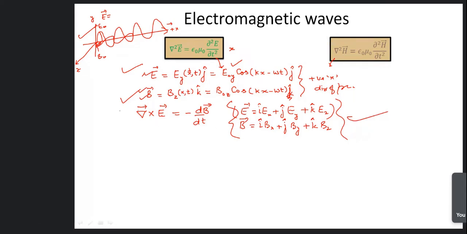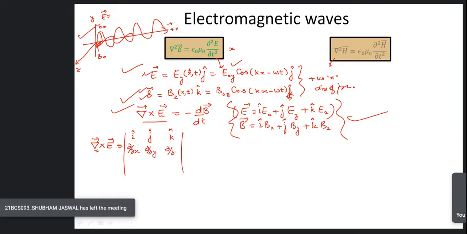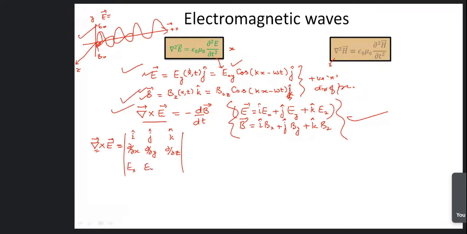Okay, so using this relation, I can find the curl of E. Curl of E is then given by a determinant. It has unit vectors i, j, k. These are the components of this del operator, the x, y, z components. I can write the electric field components Ex, Ey, and Ez. And then you find this determinant, which gives you the components of del cross E.